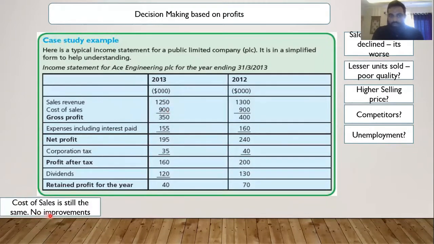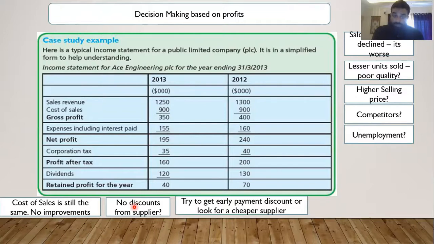Why are there no improvements? Possibly because we were not able to get any kinds of discounts from the supplier, right? Or this is actually one of the main reasons why we might not be able to reduce down cost of sales. Now, what can we do? What decision can we take as the manager?